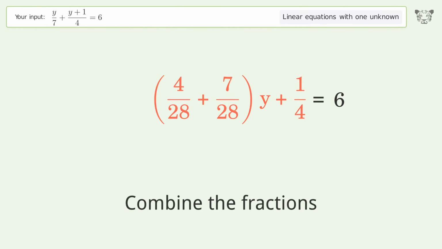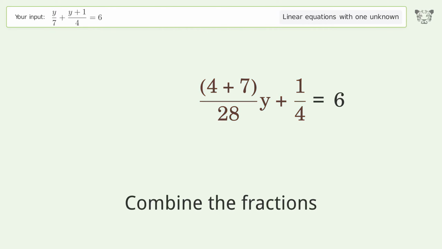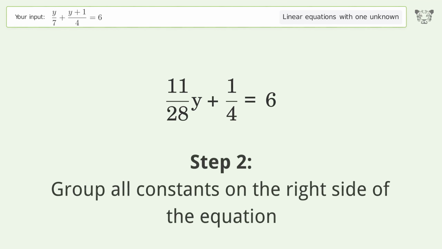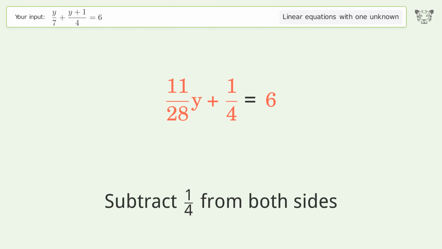Combine the fractions. Combine the numerators. Group all constants on the right side of the equation. Subtract 1/4 from both sides.